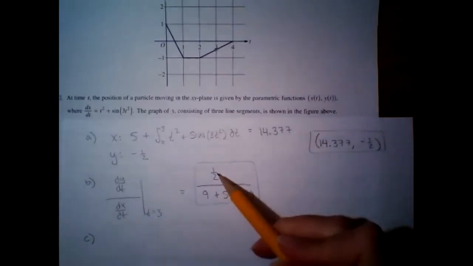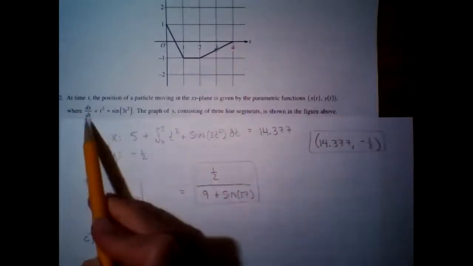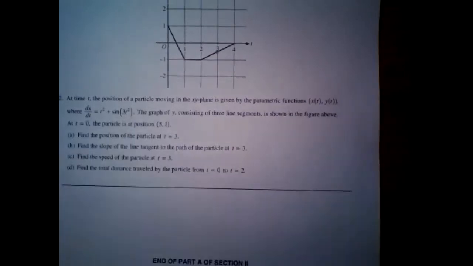All right, so again, it was derivative. So from the graph, derivative means slope. That slope was 1/2. Here they gave us dx/dt, so we just plugged in 3. That's the time value they were asking for.